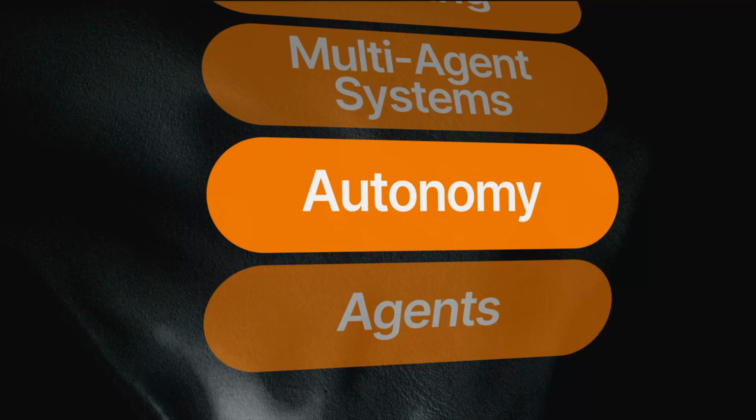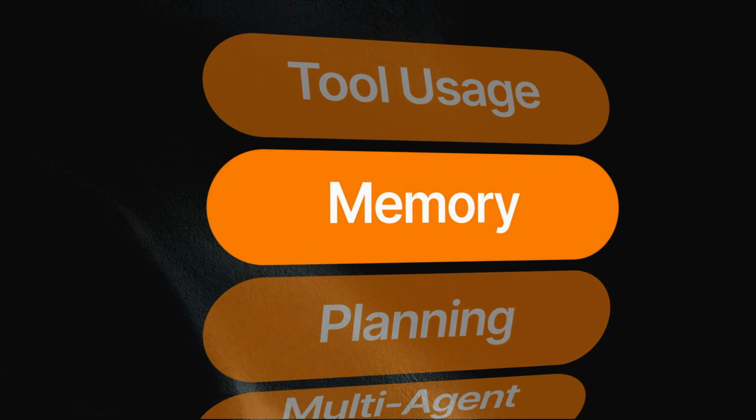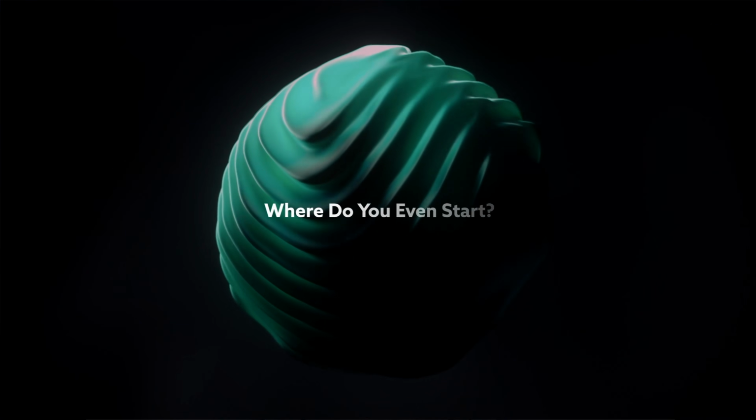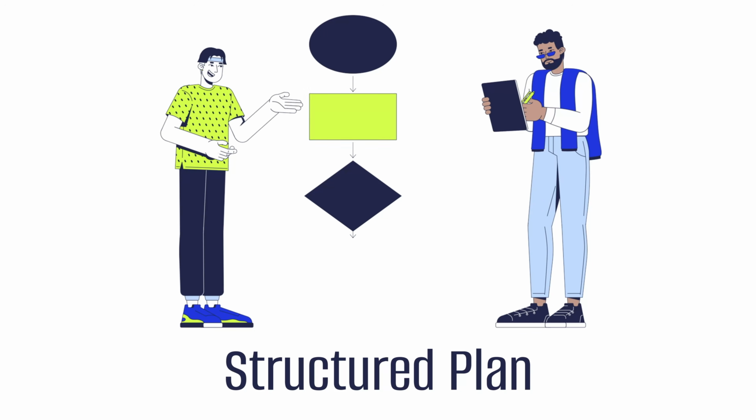Right now, this space feels exciting but also overwhelming. Everyone is talking about agents, autonomy, multi agent systems, planning, memory, tool usage, and it all sounds powerful but also confusing. So, the big question is, where do you even start? Let me make one thing clear: you're not late, but you do need a structured plan.